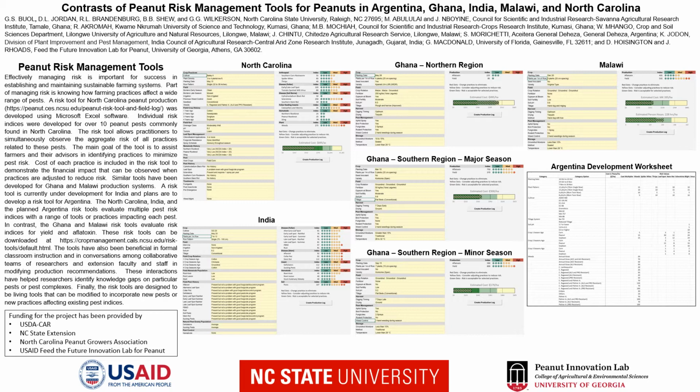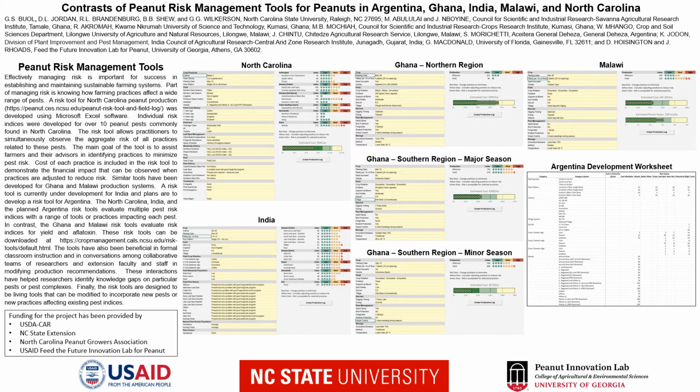The risk tools for these two locations and the Argentina risk tool under development evaluate multiple pest risk indices for such pests as arthropods, diseases, nematodes, and weeds under a range of production factors and practices impacting each pest. Examples of some of the production factors and practices covered in the risk tools include pest and crop history, planting date, variety, soil properties, pest control practices, and harvest conditions.